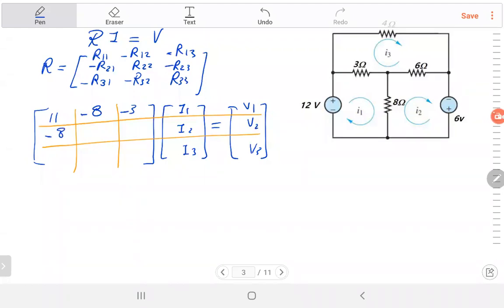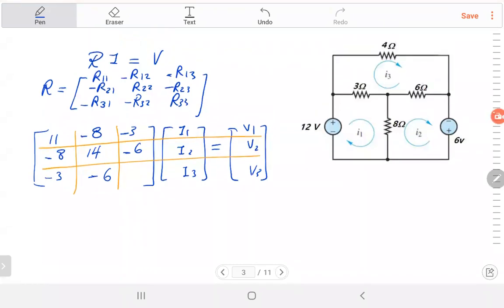R22, the sum of the resistance in loop 2. You've got 6 ohm and 8 ohm, that's 14, so you write here 14 ohm. Minus R23, it's between 2 and 3. The common one is 6 ohm, so that will be minus 6 ohm. The third row, you have R31, between 3 and 1, 3 ohm, so minus 3. R32, minus 6. R33, the total, 4 and 6 is 10, and 3, 13.